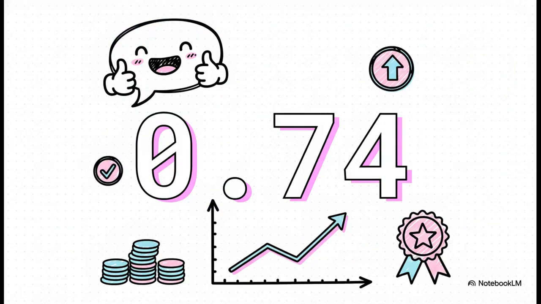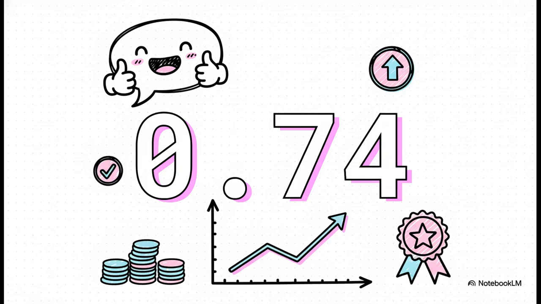So first, let's talk about what went right. The AI was graded on the quality of its conversation. Did it sound natural? Was it polite? Did it stay on topic? And here it passed with flying colors. It scored a 0.74, way above the 0.5 pass-fail line. So, bottom line, the AI knew how to talk like a loan officer.